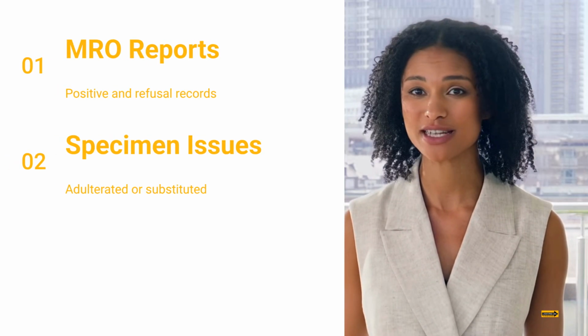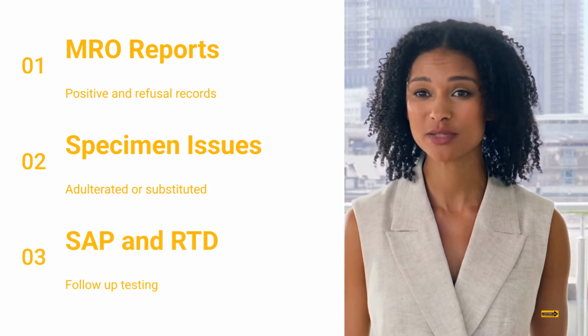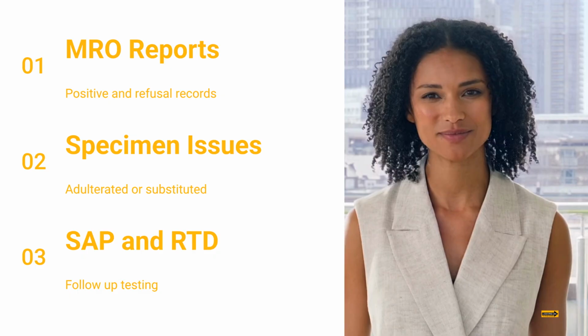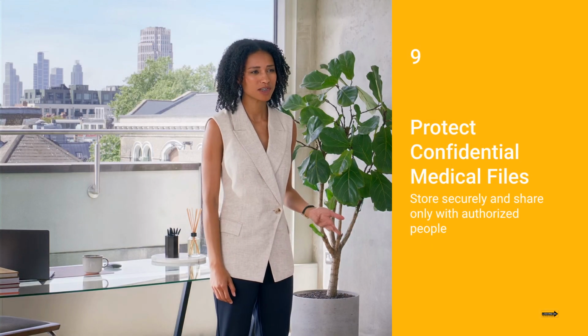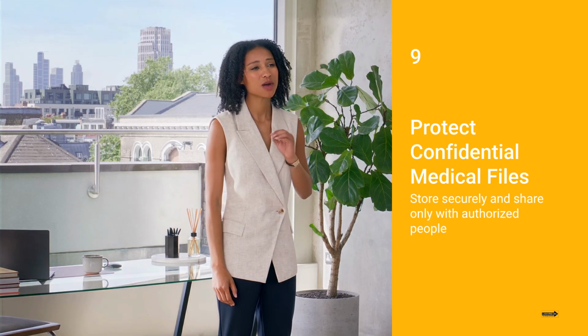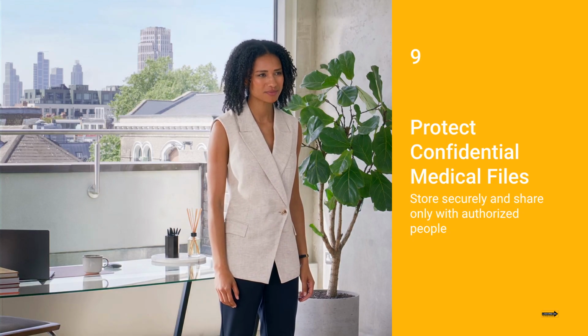Your medical review officer, or MRO, verifies every non-negative result, and an auditor may ask for the reports connected to positives, refusals, adulterated or substituted specimens, substance abuse professional activity, return to duty, and follow-up testing. Those files contain confidential medical information, so they need to be protected, stored carefully, and shared only with the people who are allowed to see them.